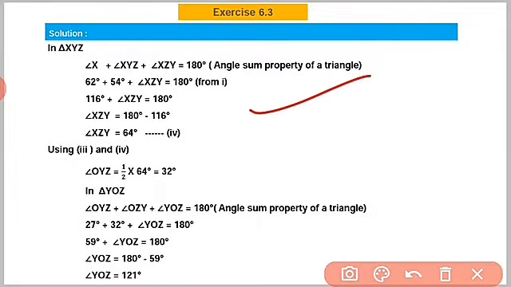See, here is the explanation. When we add 27 degree and 32 degree, we get 59 degree, and when we subtract 59 degree from 180 degree, we get 121 degree as the answer.